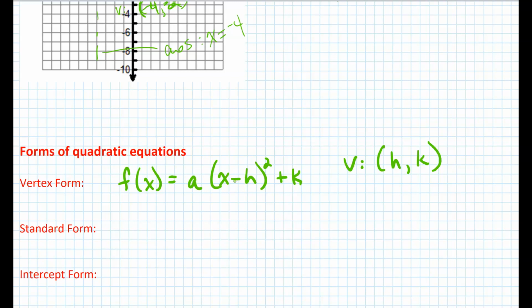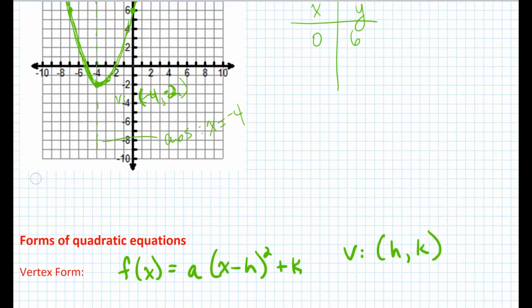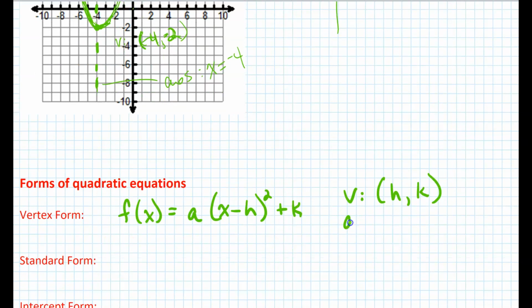Yes, Allison? For the axis of symmetry, you say that x equals -4. Is that like the line? No, it's the vertical line where the vertex occurs. Oh, okay. Which means it's the x coordinate of the vertex, right? Yeah. So we can state that the axis of symmetry is x equals h.